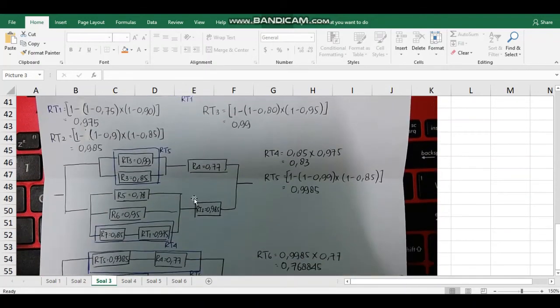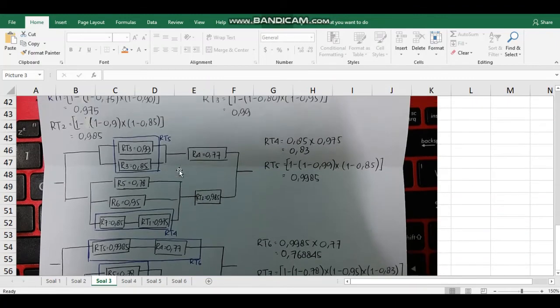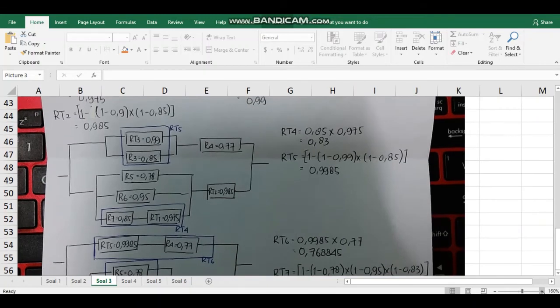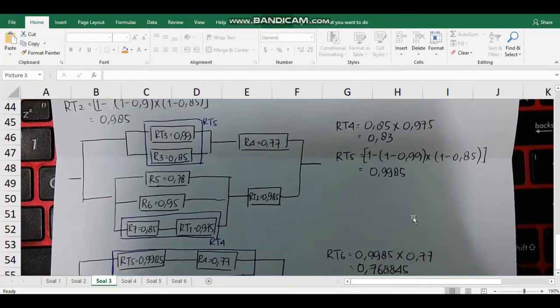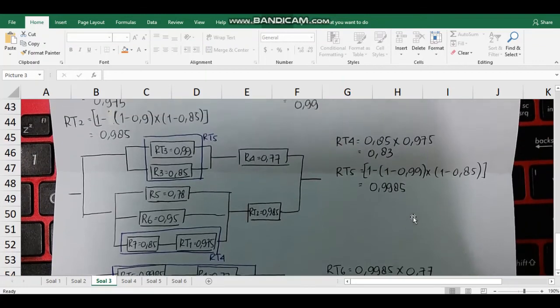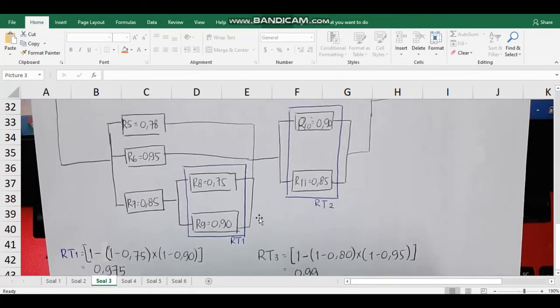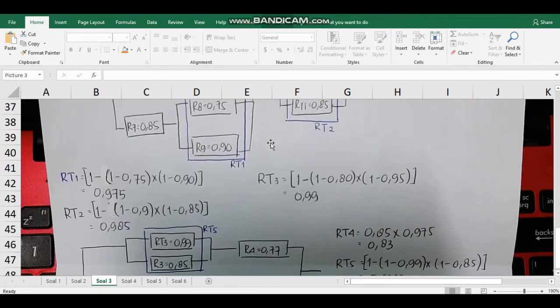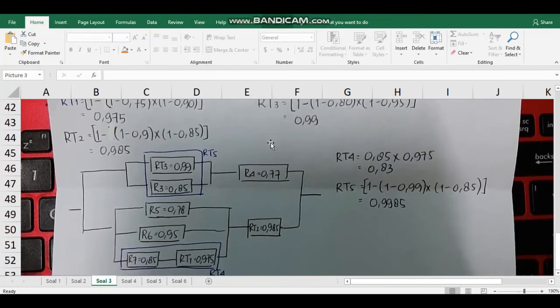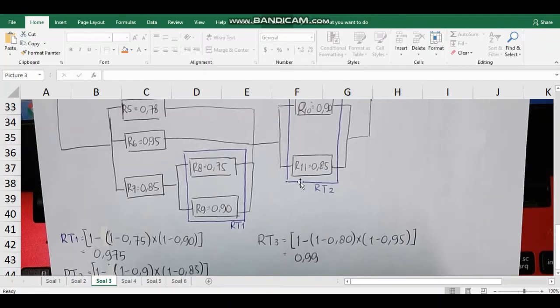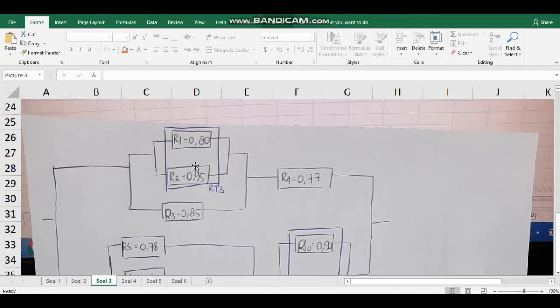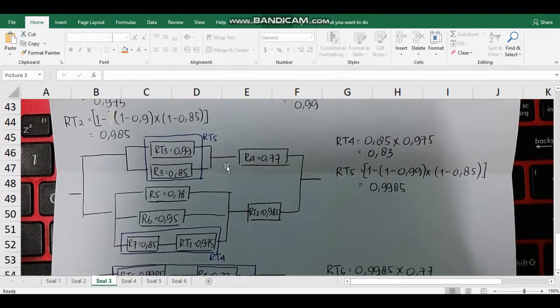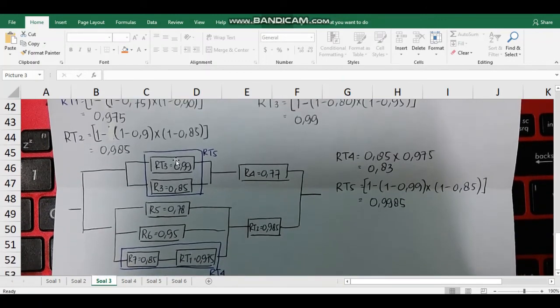And then we have to find this form. Okay, it's a bit dark, so I guess you have to increase the brightness on your screen. Okay, we're done doing this RT3, and now move to this one. After we combine those components, like R8 with R9, and then R10 with R11, R1 with R2, the form of the system becomes like this.